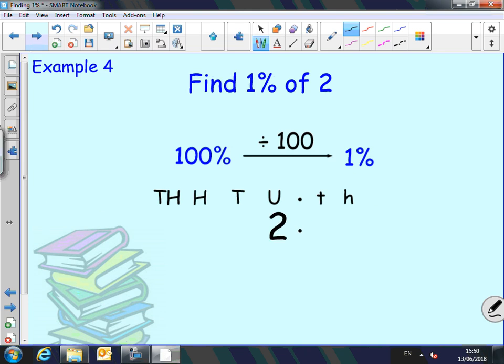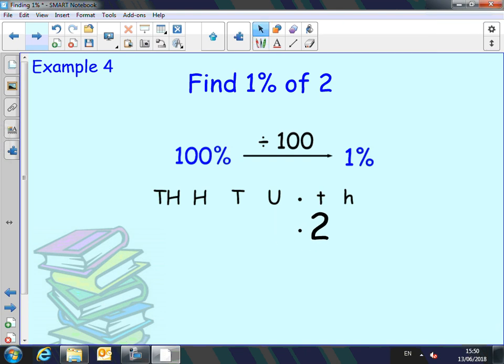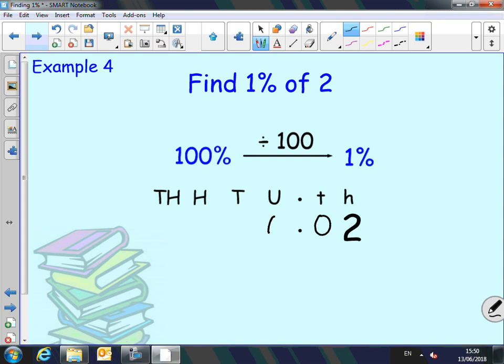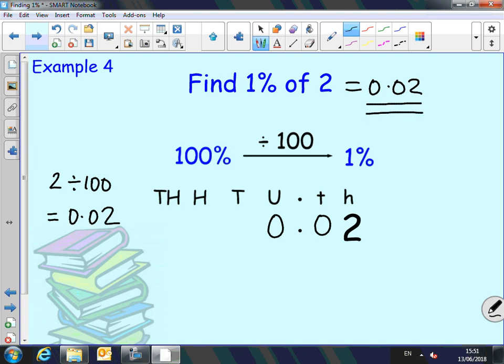And our last example I have here is find 1% of 2. So we have our 2 there. We need to move that 2 places to the right. So that's 1 and 2. So that now sits under the hundredths column. So we need to put a 0 under the tenths column and also a 0 under the units column. So 2 divided by 100 is equal to 0.02. So 1% of 2 is 0.02.